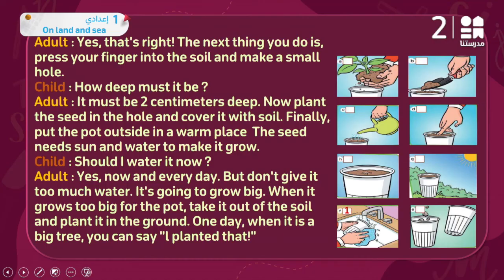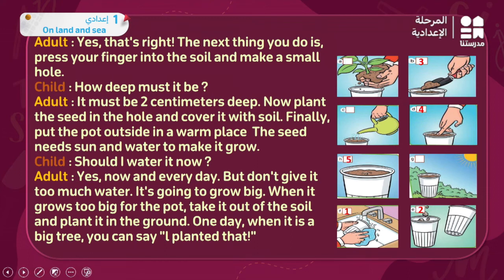Okay. Let's order the pictures according to the order of the steps during the conversation. Number 1, of course, wash the pot. Number 2, put some small stones in the pot. Number 3, fill the pot with soil. Number 4, put your finger in the soil to make a small hole.